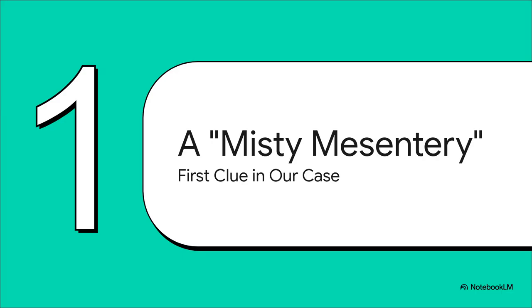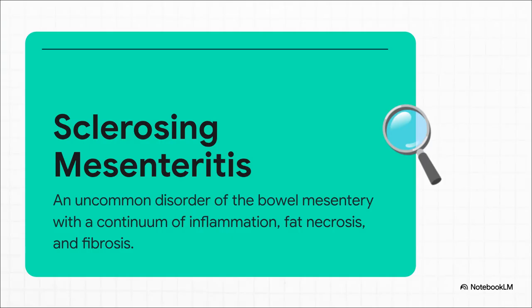Okay, section 1. Let's start with our very first clue in this case, that classic misty mesentery. This is the finding that gets the ball rolling. So what in the world is it? Well, sclerosing mesenteritis, or SM for short, is basically an idiopathic inflammatory problem. We don't really know what causes it. It all happens in the fat tissue of the mesentery, that membrane that kind of holds all your intestines together.